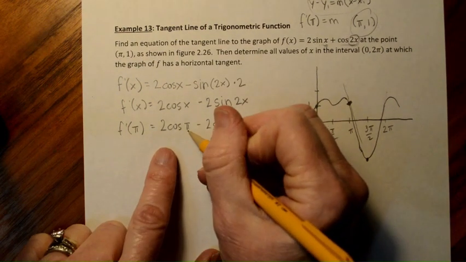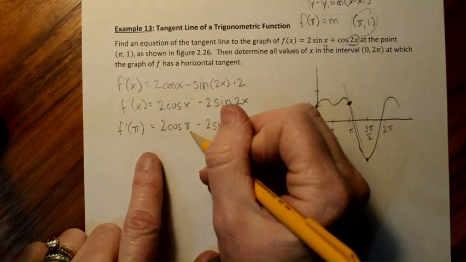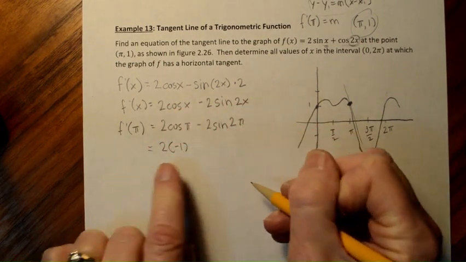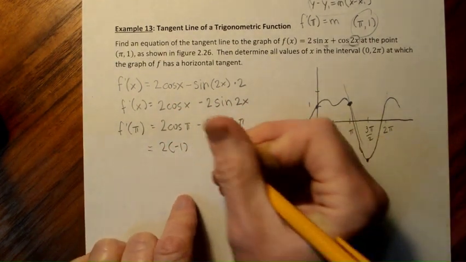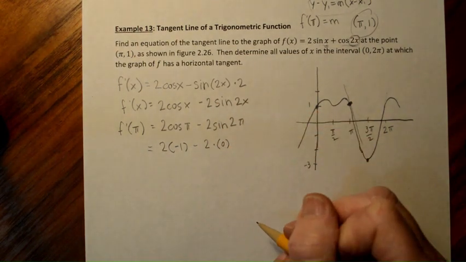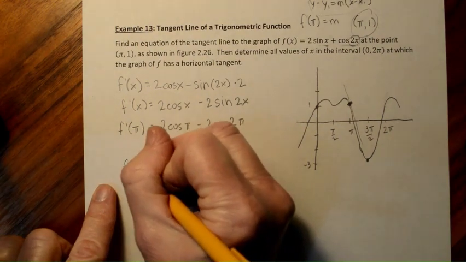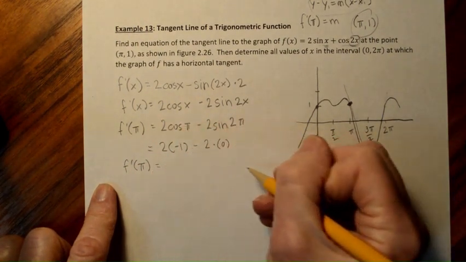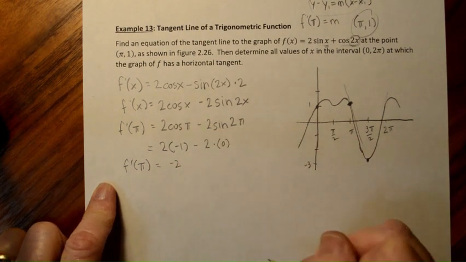All right. Cosine of pi is negative 1, so this is going to give us 2 times negative 1. Sine of 2 pi is 0, so this is going to be minus 2 times 0. All right, so then the slope of the tangent line at the point pi, 1 is equal to negative 2.